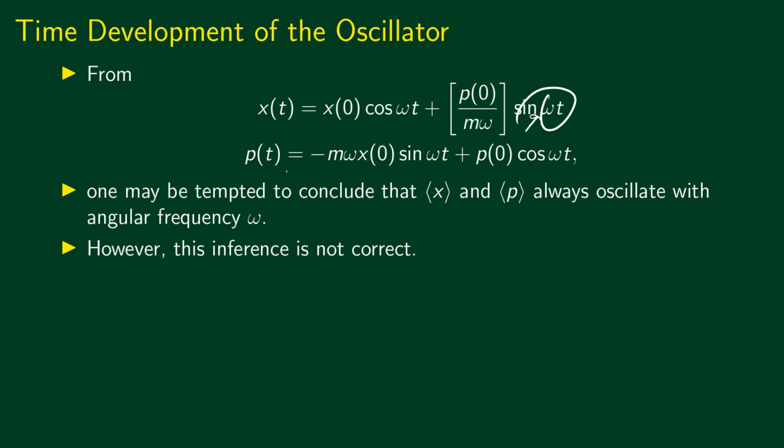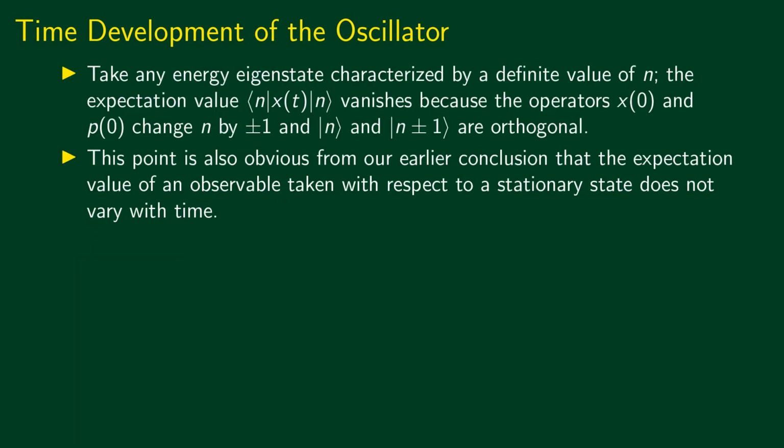At first sight, it may seem that the expectation values of x of t and p of t oscillate with time, right? Oscillate in time with angular frequency omega, but this conclusion is not correct. For example, if the harmonic oscillator is in one of the energy eigenkets, say ket n, then the expectation value of x and p is 0 at any time. Right? So we can write the expectation value of x of t in the state denoted by ket n. Now this is 0 because x of t can be written as a combination of a of t and a dagger of t. Right? It's actually a of t plus a dagger of t multiplied by some constant.